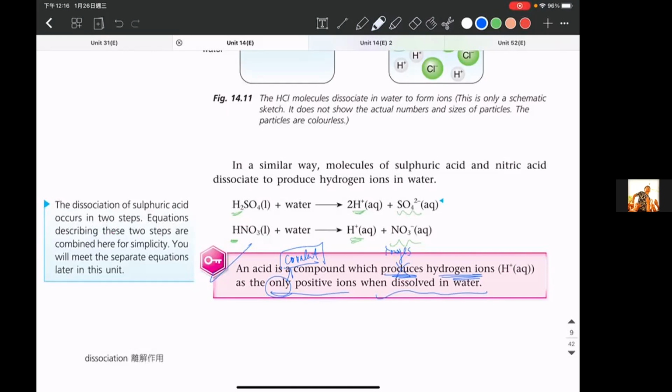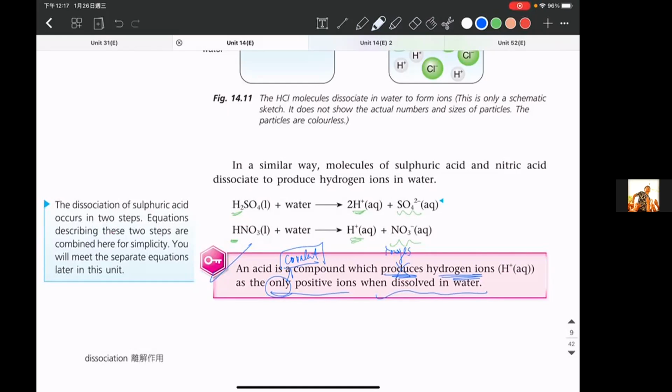When it's dilute, for dilute acid, why does it conduct electricity? And here comes the reason. It's because of mobile ions, right? While the mobile ions are caused by what? Ionization of acid.